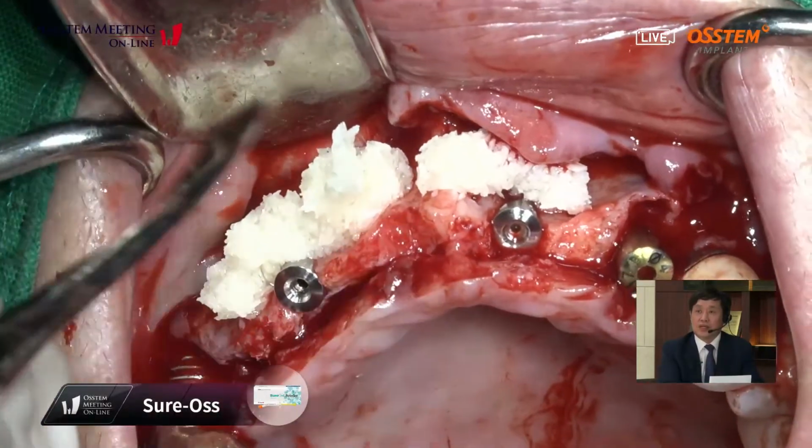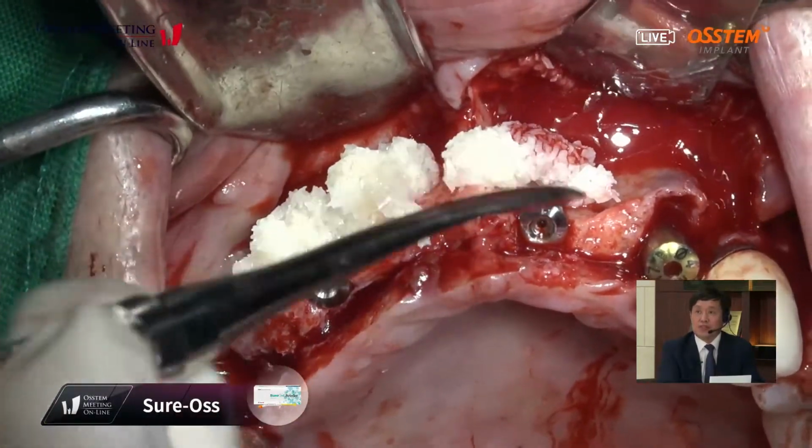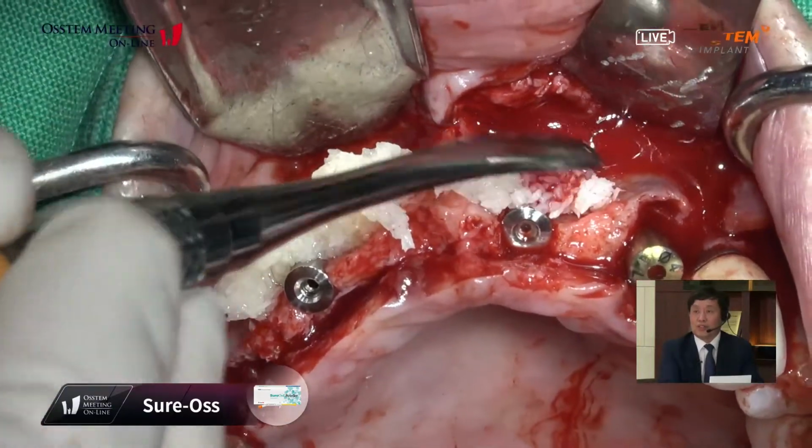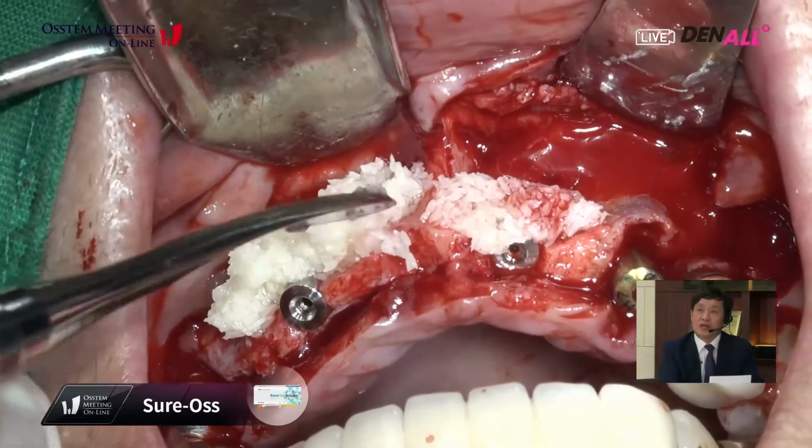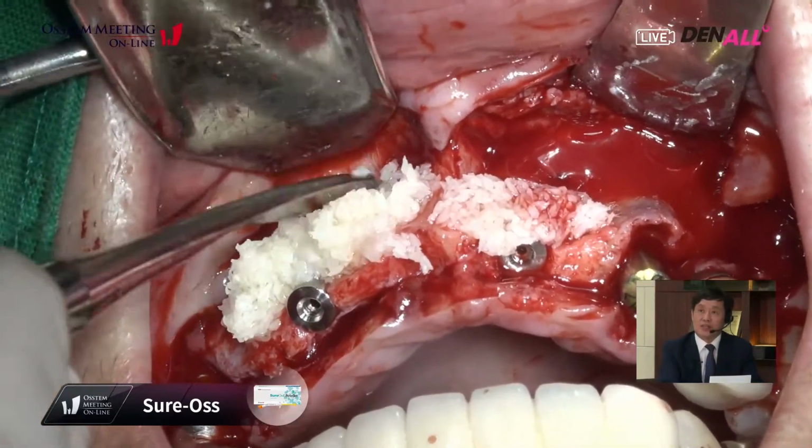And he placed the graft material, which is allogenic bone graft material. And now I'm placing the allogenic bone.